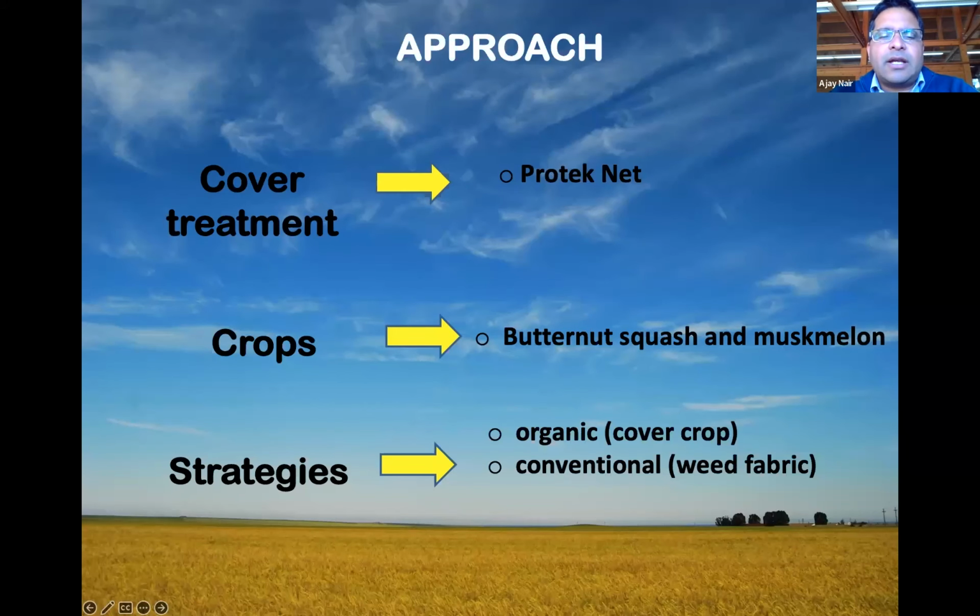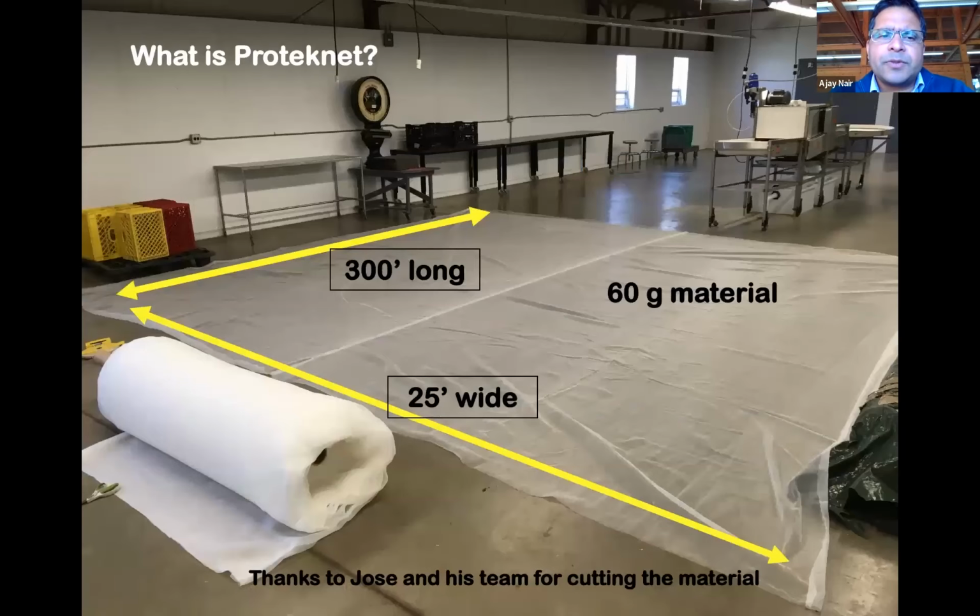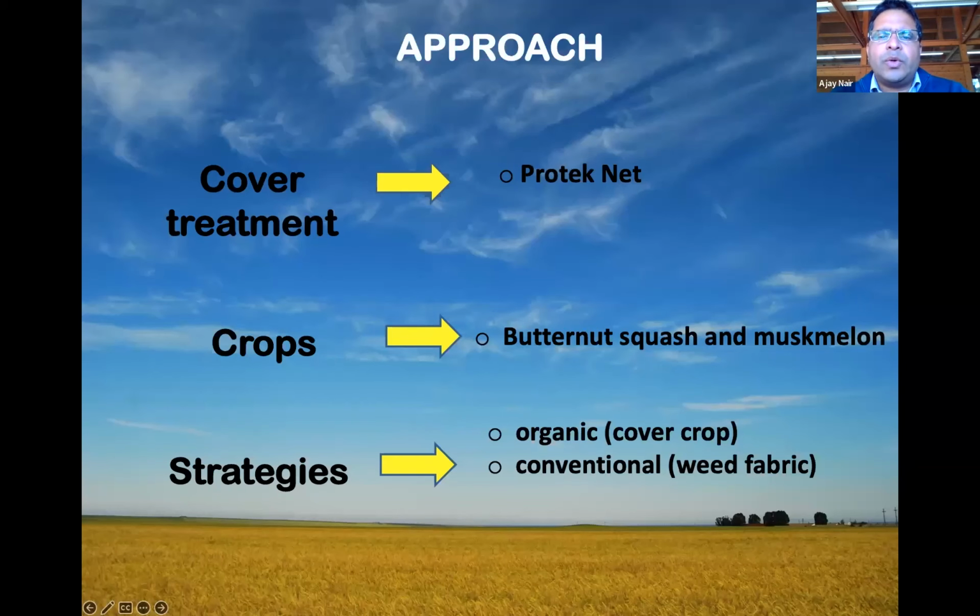In this study, we are focusing on the cover treatment, which is Protect Net. The crops which all these universities grew were butternut squash. We are looking at muskmelon. There was also melon, other forms of cucurbits with some of our grower collaborators. And the strategy here is to help and assist organic growers to use some of these techniques. Not that this can be only used in organic systems. We can apply these systems for conventional growers too.